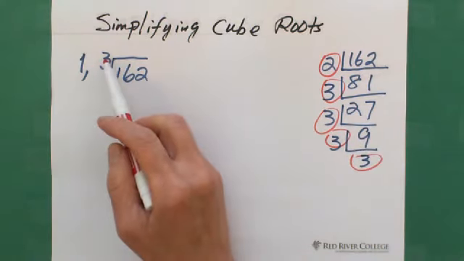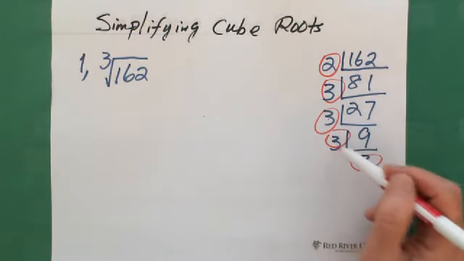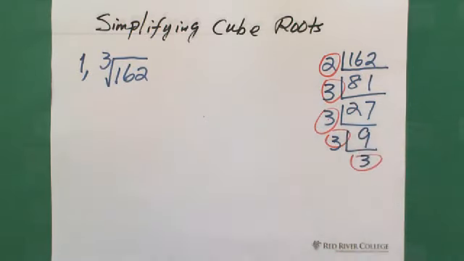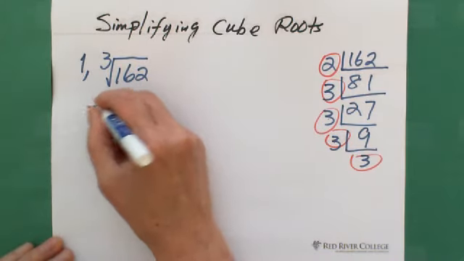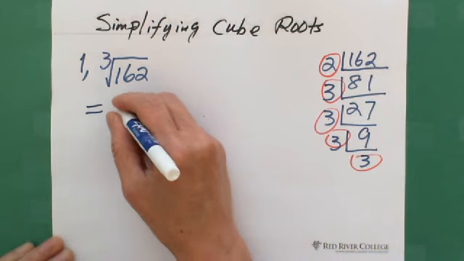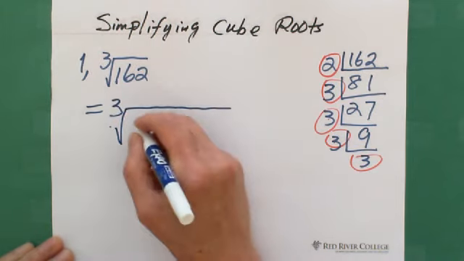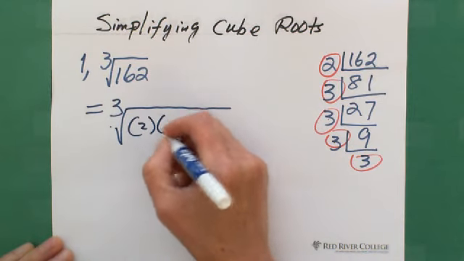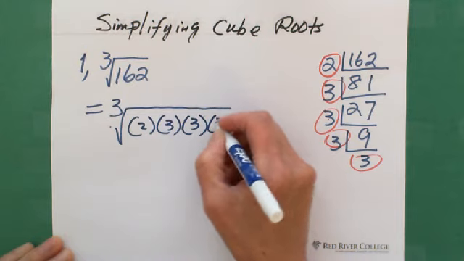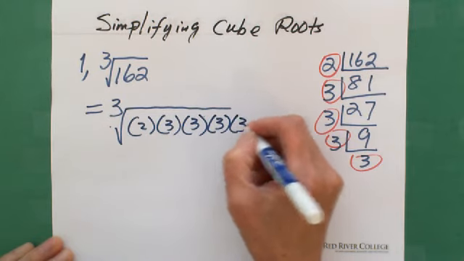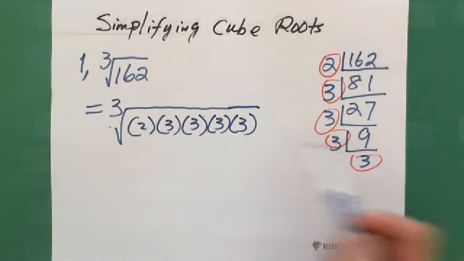But we need a cube root. We need three of them, right? So we can write down what you did: the cube root of 2 times 3, 3, 3, 3. This is to show your work, exactly what you're factoring.